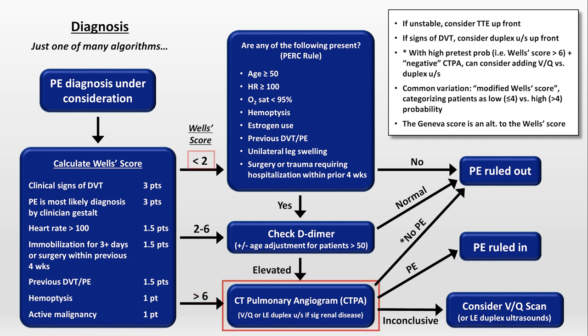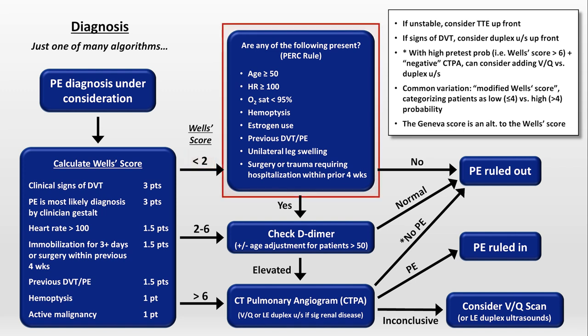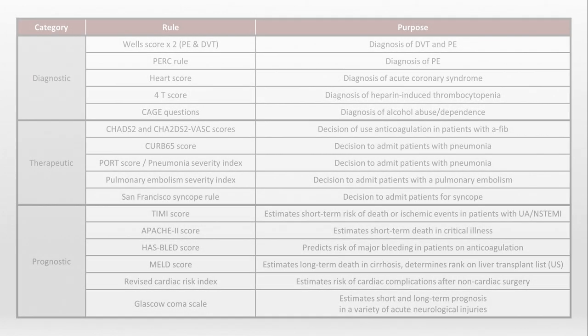Likewise, if the Wells score is less than 2, the patient has a low enough pretest probability that they might not even need a D-dimer or CT scan at all, depending on the PERC rule, which is an altogether different PE-related clinical prediction rule. This has been just one example of using clinical prediction rules. There are hundreds of such rules, though most clinicians typically use just a small subset of these that are most relevant to their own practice. For instance, here are some of the clinical prediction rules that I use most frequently as a hospitalist.